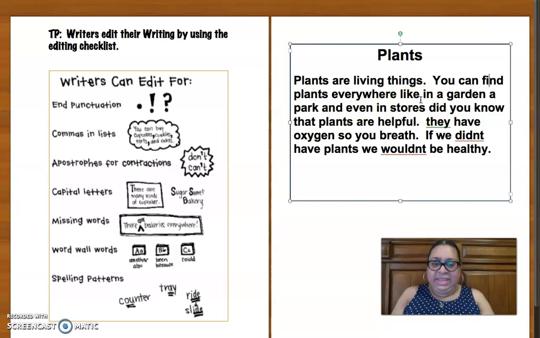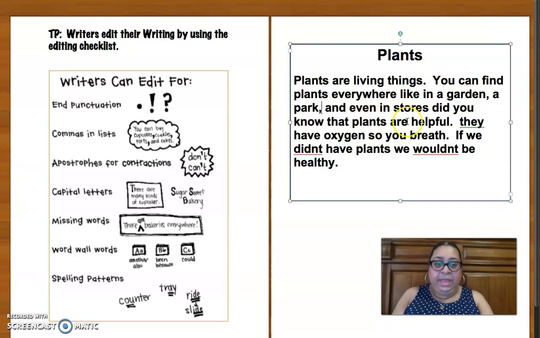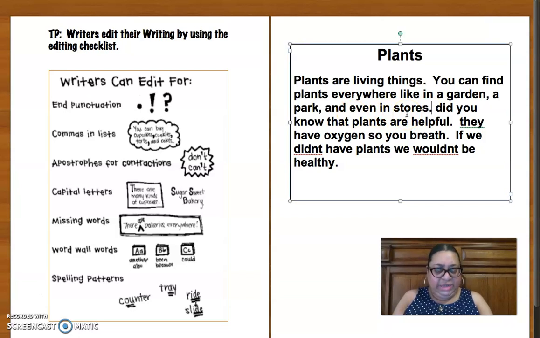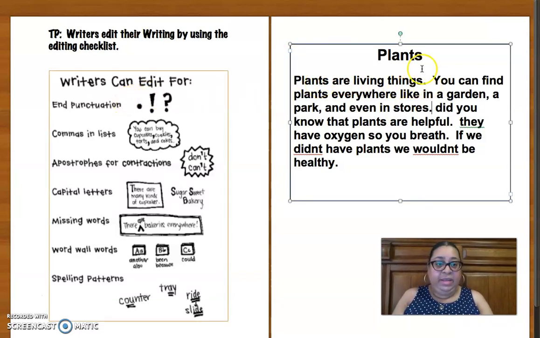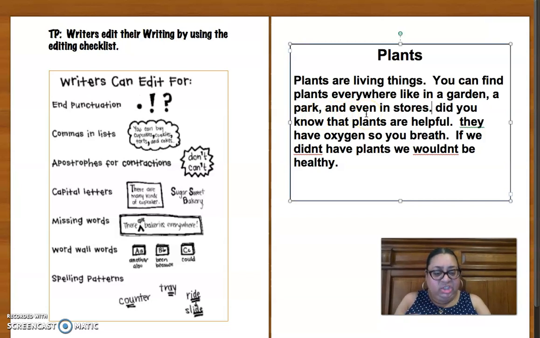Oh, wait a minute. That sounds like a list, and I need to list those things. You can find plants everywhere, like in a garden, there goes a comma, a park, that's another comma, and even in stores. That should be a period. Okay, let me read so far to see what I've done and see what else I need to work on. Plants. Plants are living things, period. All right, my ending punctuation is fine. You can find plants everywhere, like in a garden, a park, and even in stores. Yeah, I made a list. Like if I'm mentioning 2 or 3 different things, I need to have a comma to separate them.